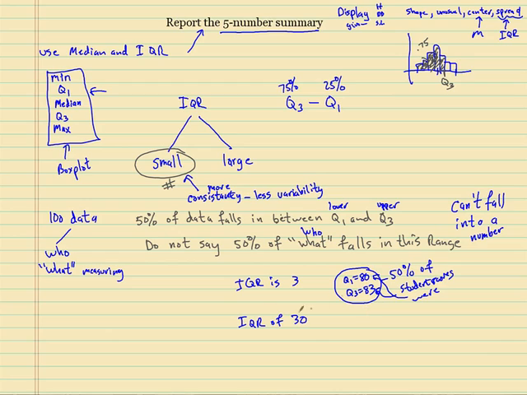Or if you have an IQR of 30, what that could mean is 50 to 80. This could be my Q1, this could be my Q3. So that means 25% got less than a 50, 25% got more than an 80, and 50% fell between this and this. So your data varies a lot. See how much variability there is here?